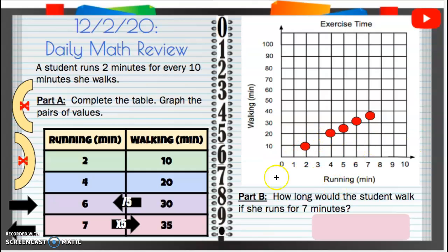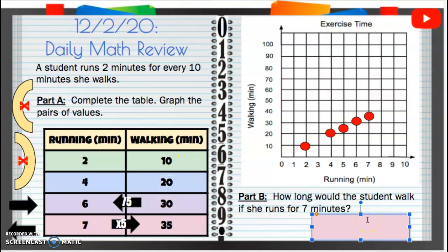All right, so part B, how long would the student walk if she runs for 7 minutes? So running, you can either look at the graph here. For 7 minutes, we go up, and she walked for 25 minutes. We can also look, I should probably move this over. There we go. And down. Perfect. All right, and you can also look at the table. Running 7 minutes, she walked for 35 minutes.